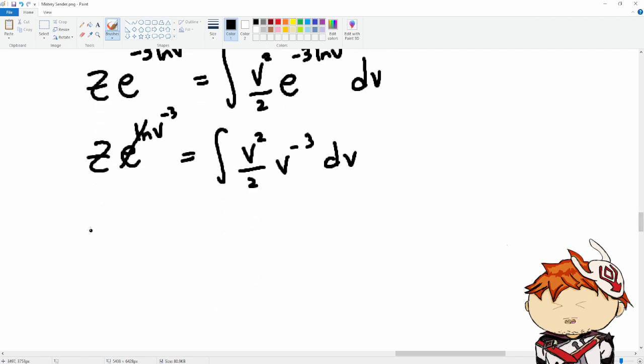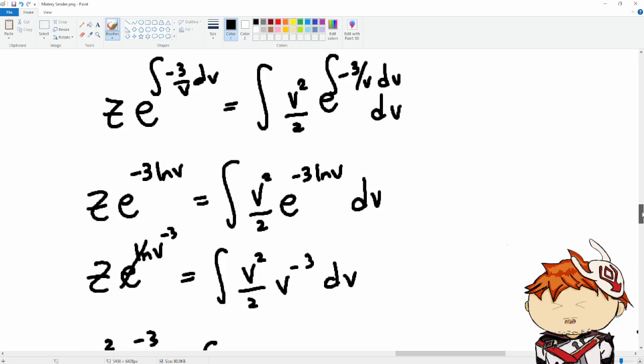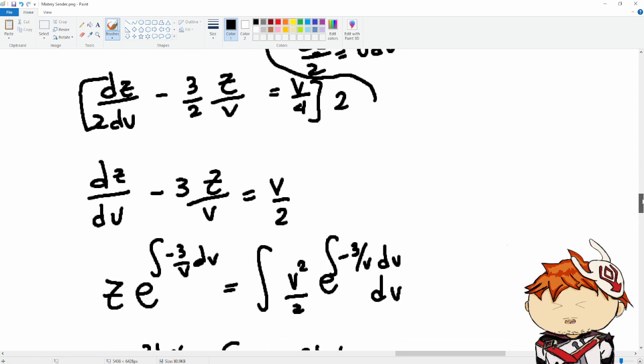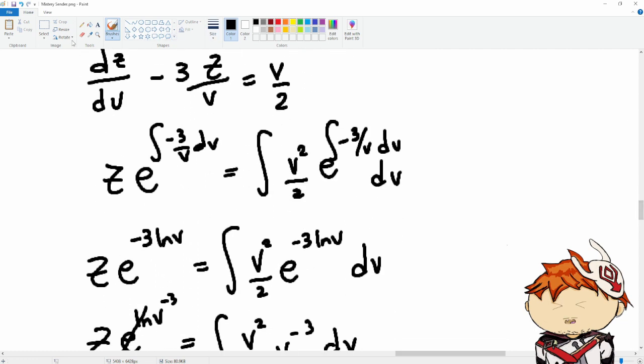And z is u squared, right? We substituted it before. u squared v^-3 is equal to... v squared multiplied by -3? Is that v squared? No, it's not v squared. We mistook the dz over 2 as v squared. Remember to always write your equation separately. Why am I doing that?